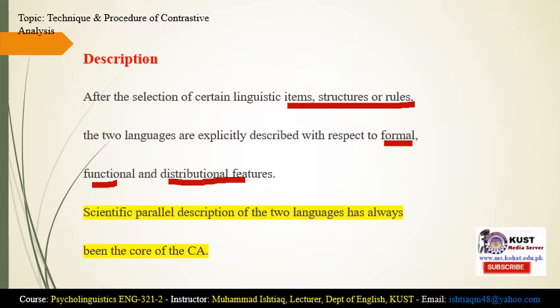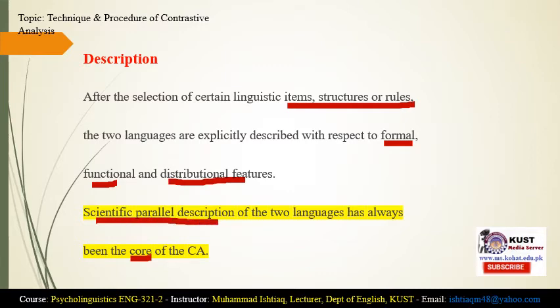For instance, different forms are taken by different structures or different items in different places. Similarly, different functions are performed by different structures or items in different contexts. So they say scientific parallel description of the two languages has always been the core of comparative and contrastive analysis. Contrastive analysis has a very important feature: it makes scientific parallel description.